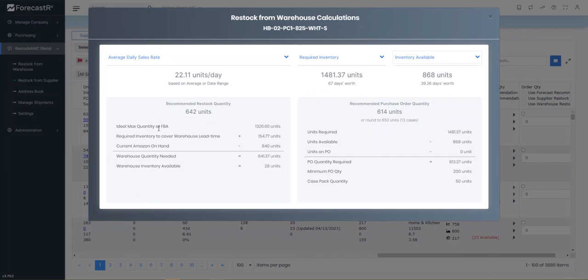The bottom left panel is where you're going to see your restock recommended quantity. You take your ideal max quantity at FBA over that target days, and then you're going to subtract the on-hand inventory as well as any other available Amazon status, and then you get the restock needed. And we also show your available warehouse quantity just for reference of how many units you can send in directly from your warehouse.